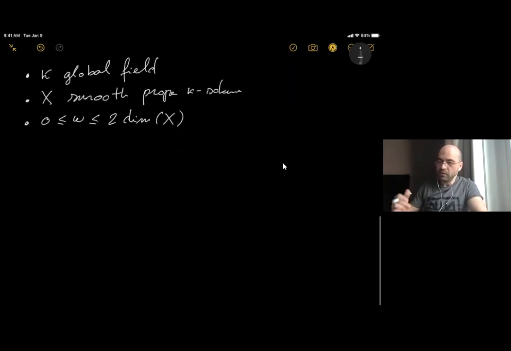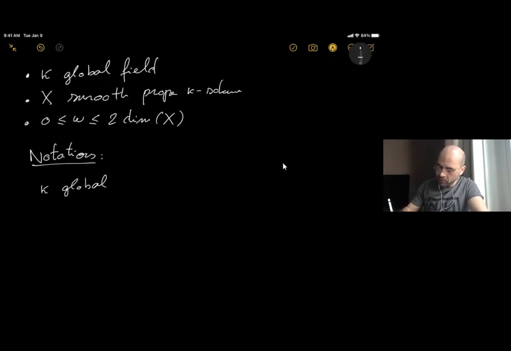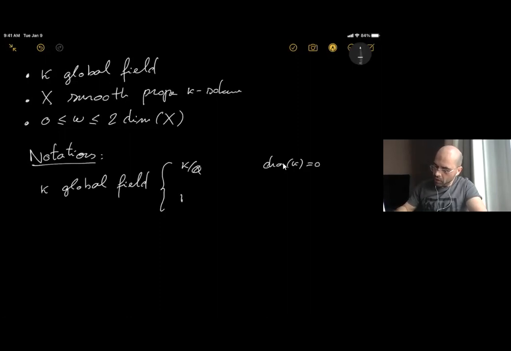But in order to define this L function, I need some notations, which are quite important, which are the following. So if you have a global field, let me just recall that a global field, by definition, is necessarily a finite extension of Q, what is called a number field in the case of characteristic 0, or in the case of positive characteristic, it's actually a finite extension of the field of rational functions in one variable over a finite field.